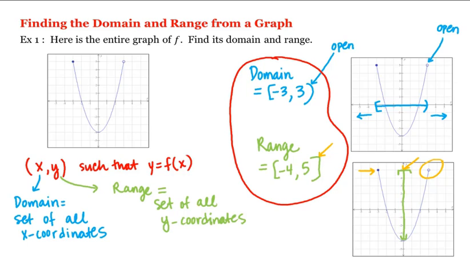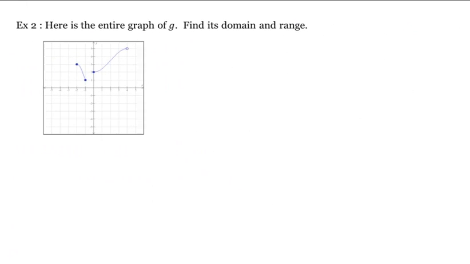All right, let's look at another example. Here's the graph of g. Let's find its domain and range. Again, the graph is the set of all ordered pairs x, y, such that y is equal to g of x.